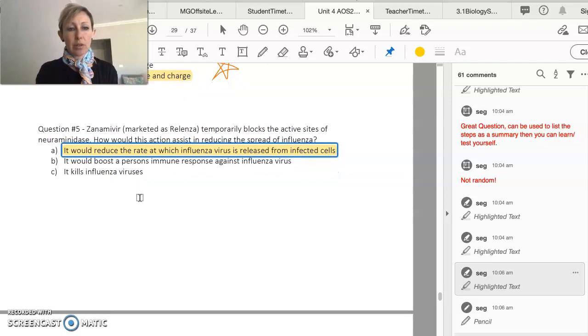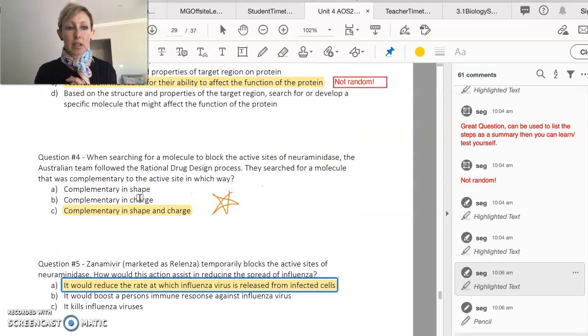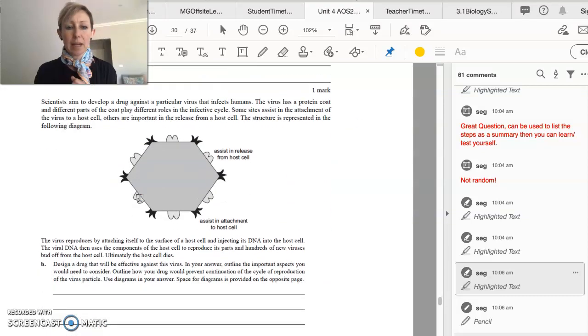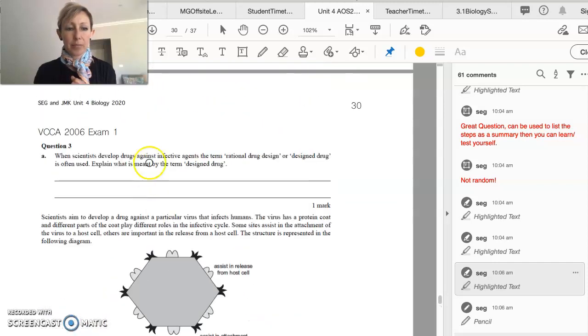So what I'd like you to do is make sure that your answers are correct. Make sure that you understand what we want you to know in rational drug design. Potentially turn some of these questions into a short list of dot points. And then try and make an attempt on some of the VCAA questions at the end here. Well done.